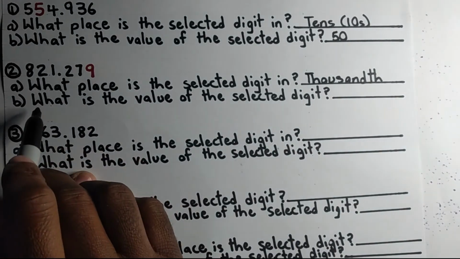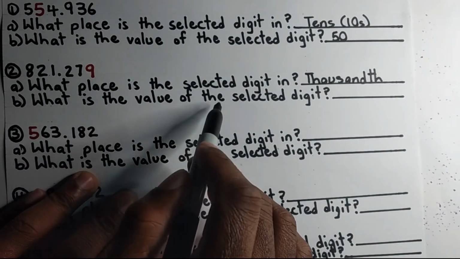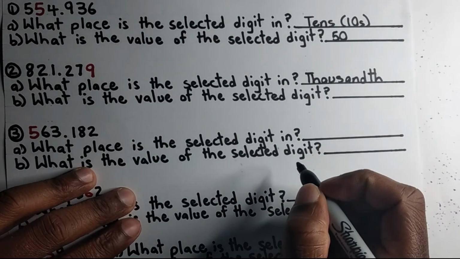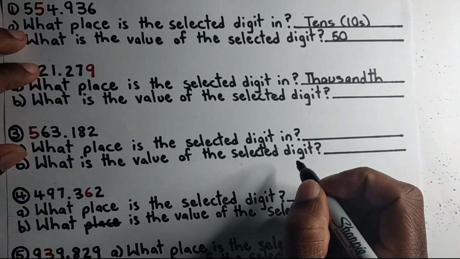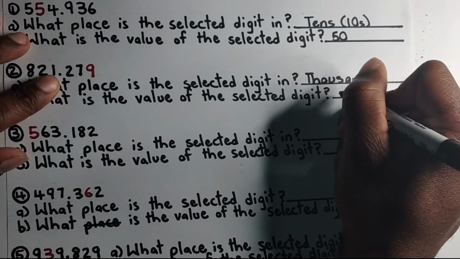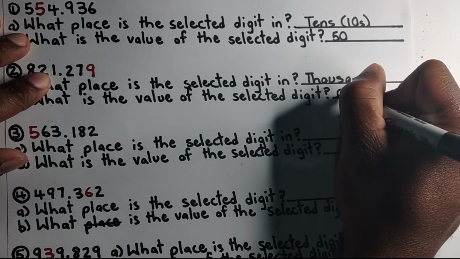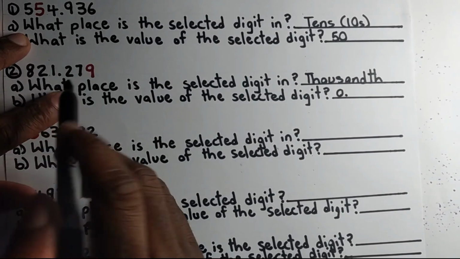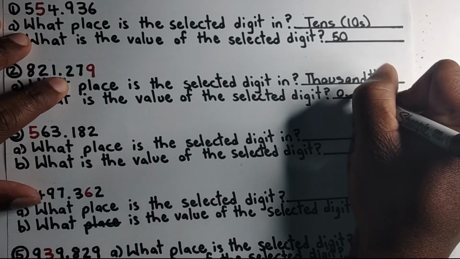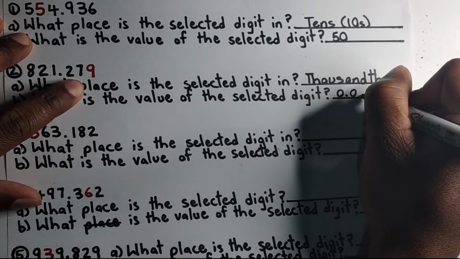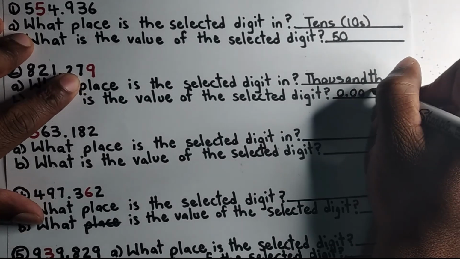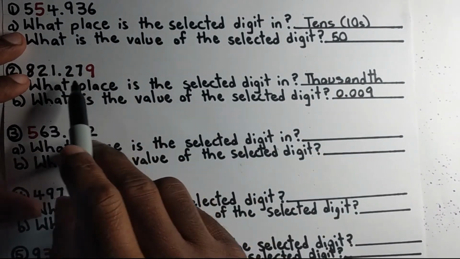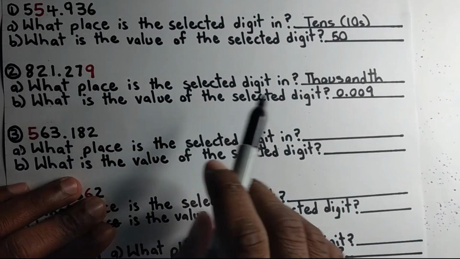Now here we have, what is the value of the selected digit? An easy way you could do this is to write a 0 before the decimal point. Then for each number before we reach the 9, we'll just write a 0 for those. So we write a 0 in place of the 2, a 0 in place of the 7, and then we have the 9 right here. This would be the value of the 9 in this number.